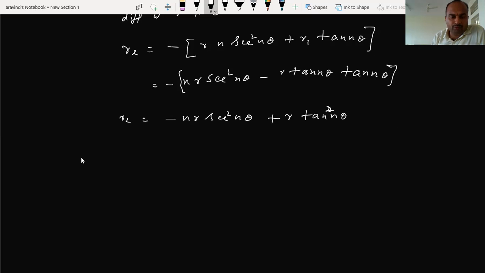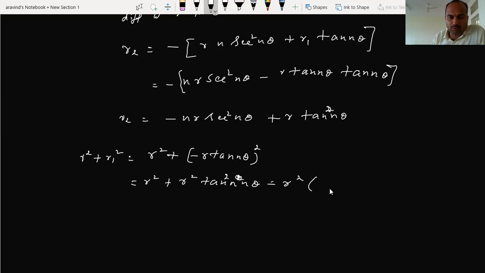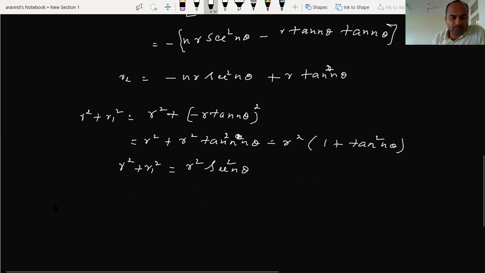Now we'll find the numerator first. The numerator is r square plus r1 square, that is r square plus (minus r tan n theta) whole square, which is r square plus r square tan square n theta. If you take r square as common, it will be 1 plus tan square n theta. We know the trigonometric identity that 1 plus tan square is secant square. So this is r square into secant square n theta.